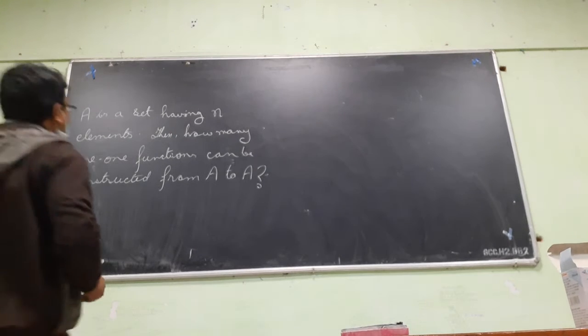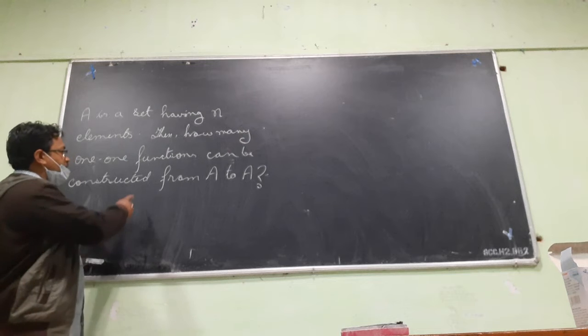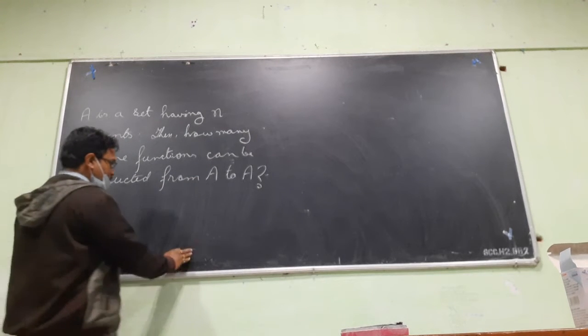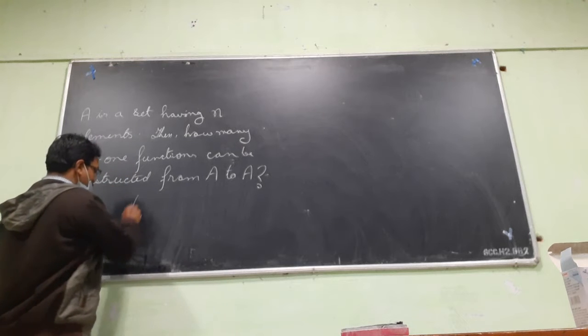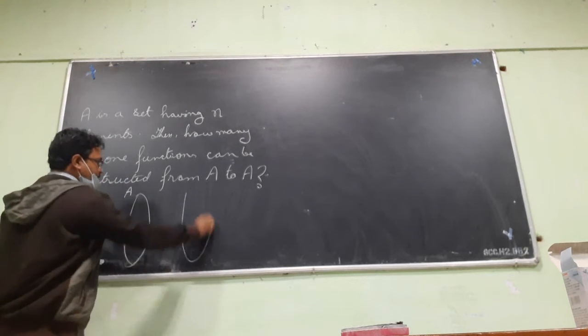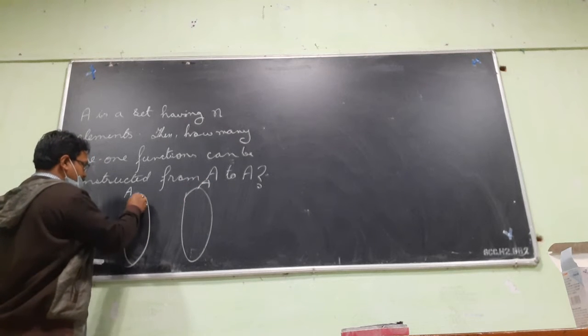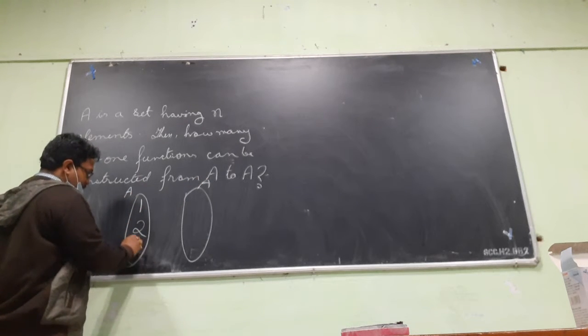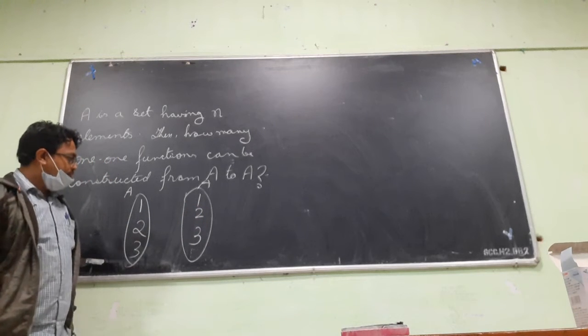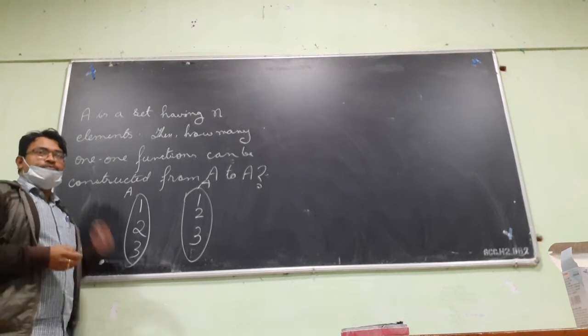So how many 1-1 functions can be constructed from A to A? 1-1 functions. Quite possible. Can you find it out? Suppose A is this set, and A is again here. Suppose you start with very simple numbers, say 1, 2, 3, and 1, 2, 3. How many 1-1 functions can you create?